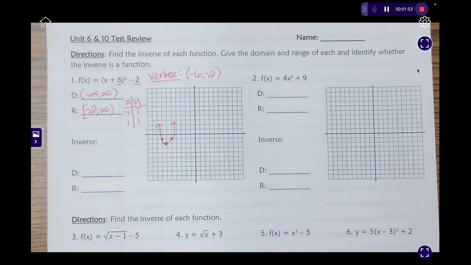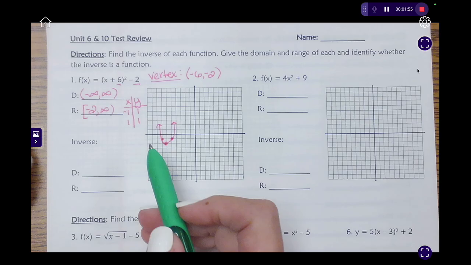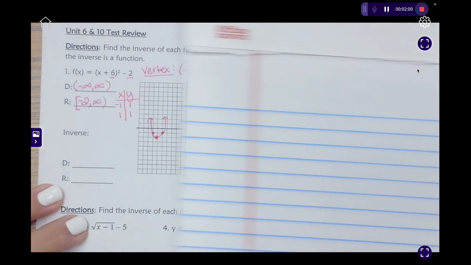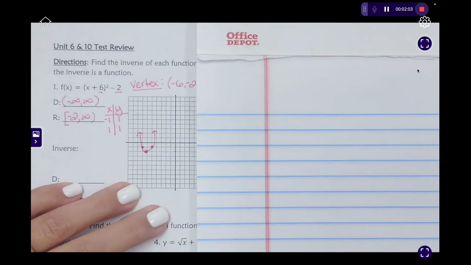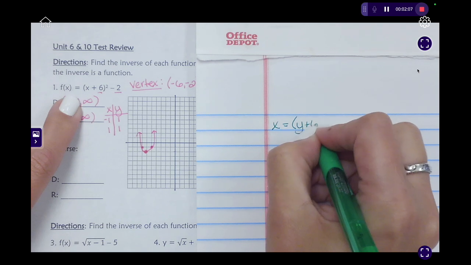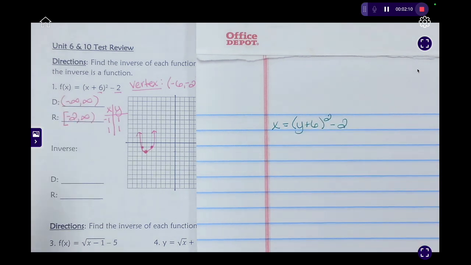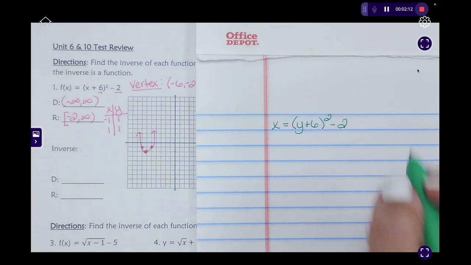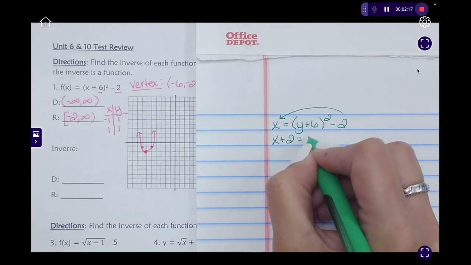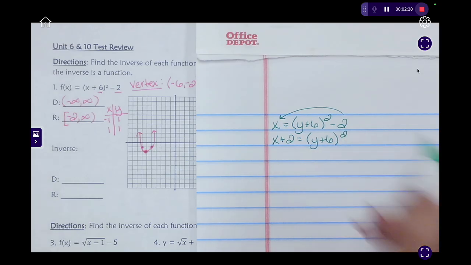Okay, so now if we're finding the inverse of this, that means I need to switch my x and y values, and I'm going to do that on another sheet of paper. All right, so for the inverse, I'm going to switch my x and y. So that creates a new equation for me to get y by itself. So now here, I'm going to move that 2 over, so that becomes x plus 2 equals y plus 6 squared. Now that I have the squared by itself, this is where I can square root both sides, because squaring and square rooting cancel out.